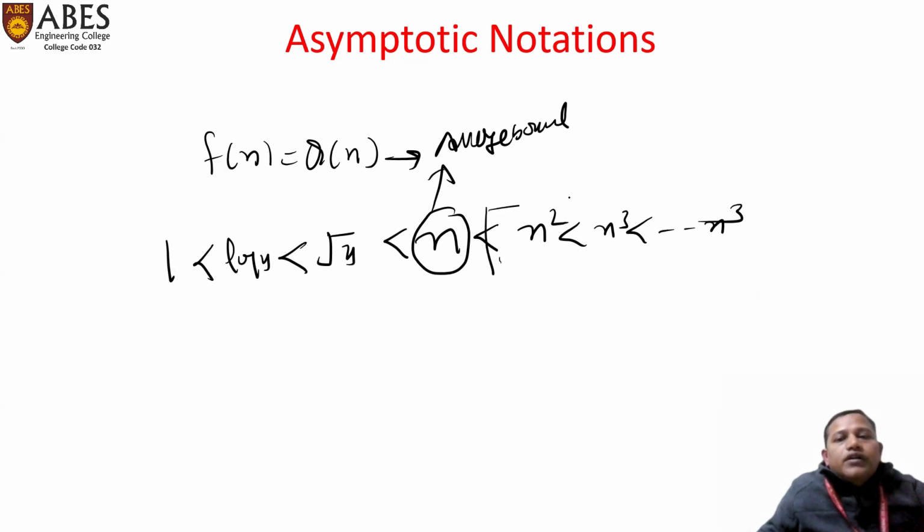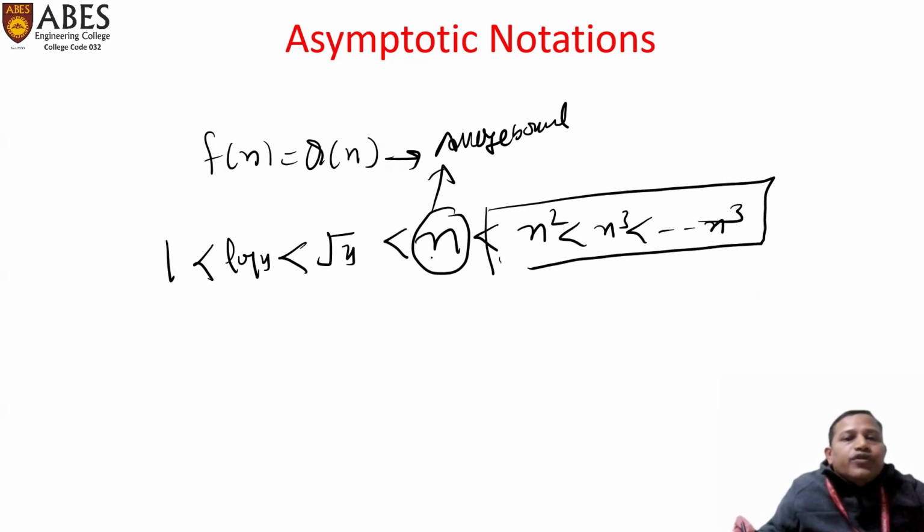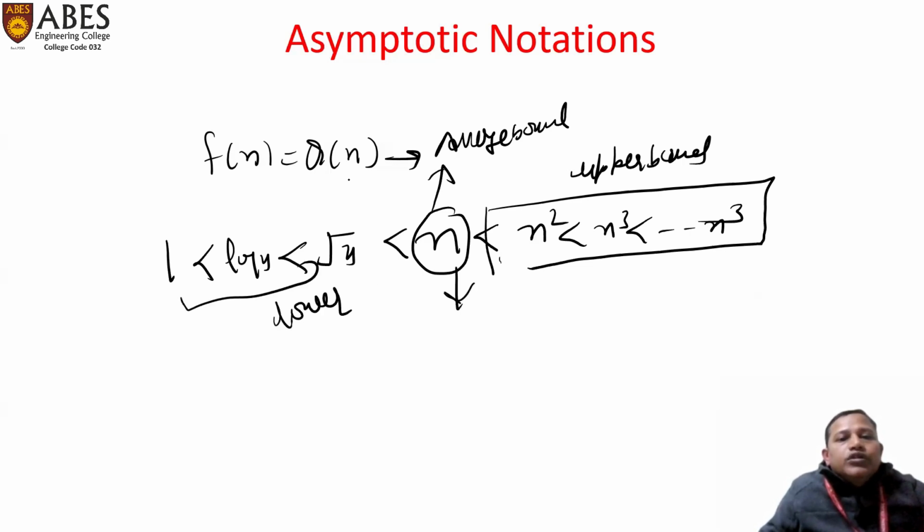If we do not find the exact place for this function, then we can represent it in either upper bound or lower bound. Okay. If you find the exact value, then it is represented as theta of n. So this is all about the asymptotic notation.